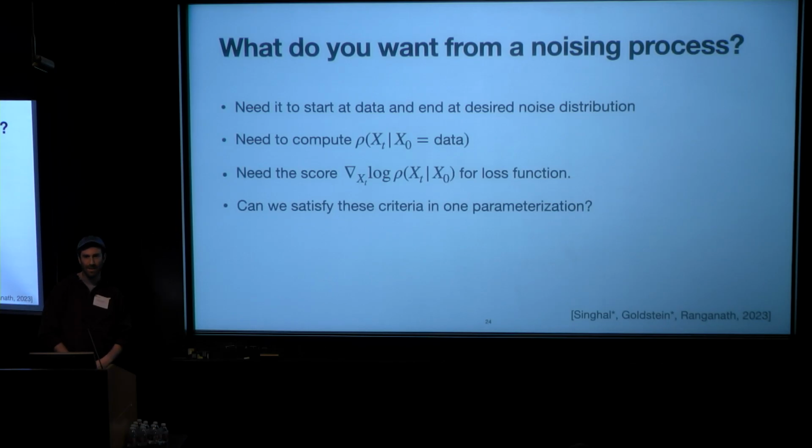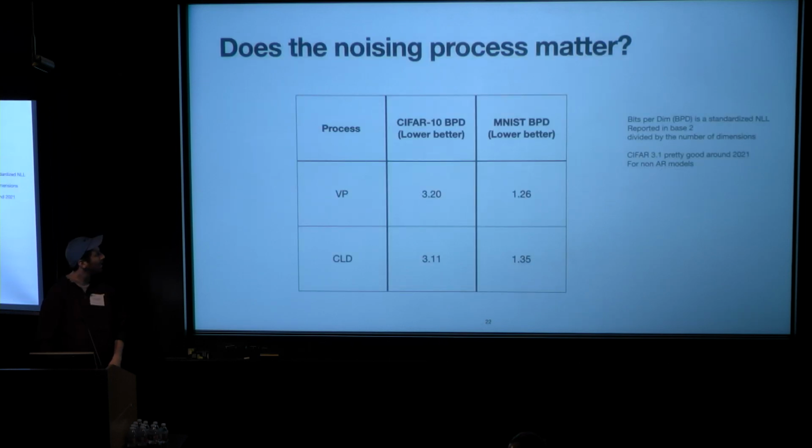Yes? We have a little bit more time. Maybe I can ask the question. Yeah. What is the intuition behind these two methods working better on CIFAR and MNIST? Everybody knows those in this room, I guess. So what's the intuition of why VP works better on one and CLD on the other one?